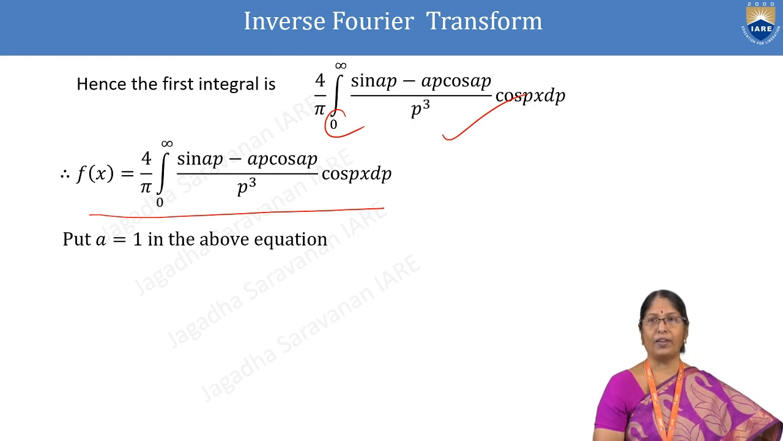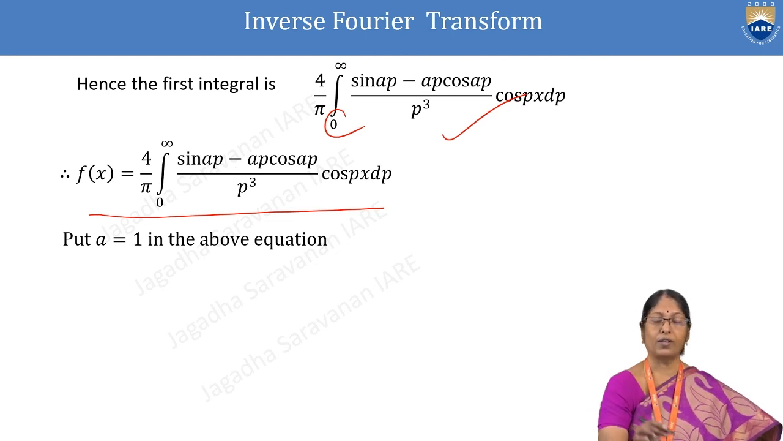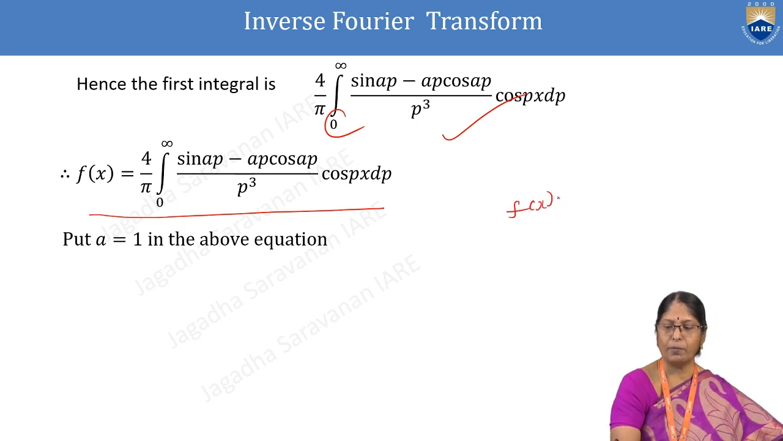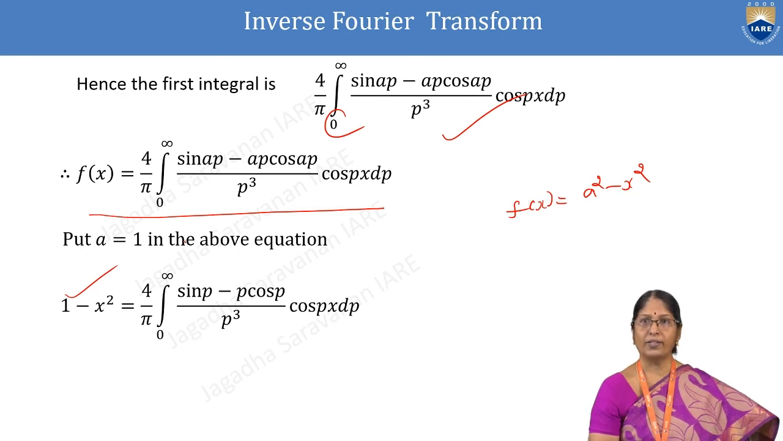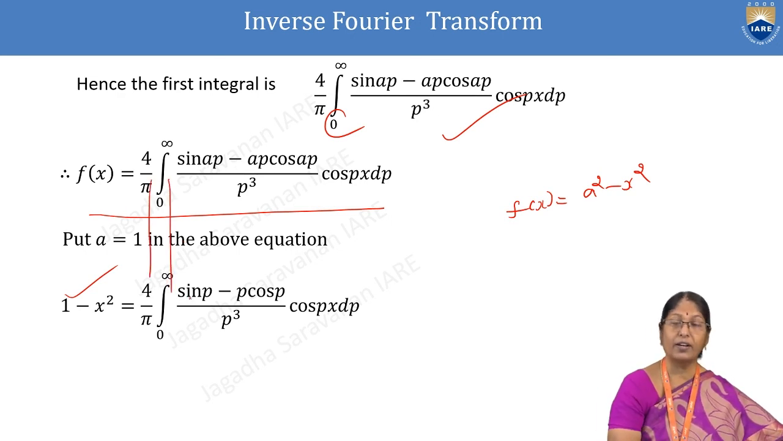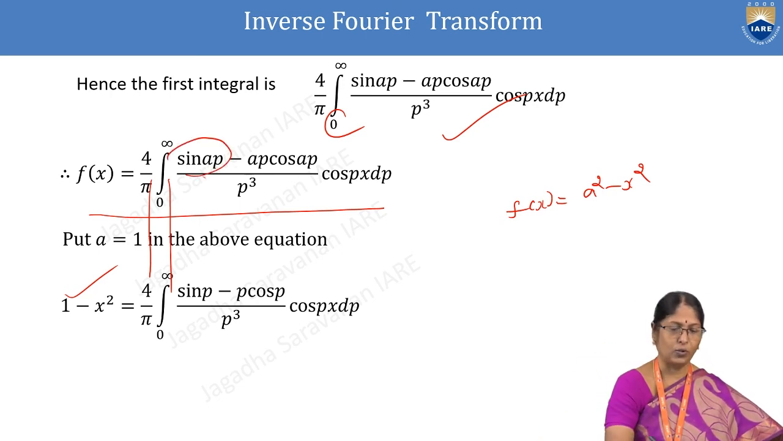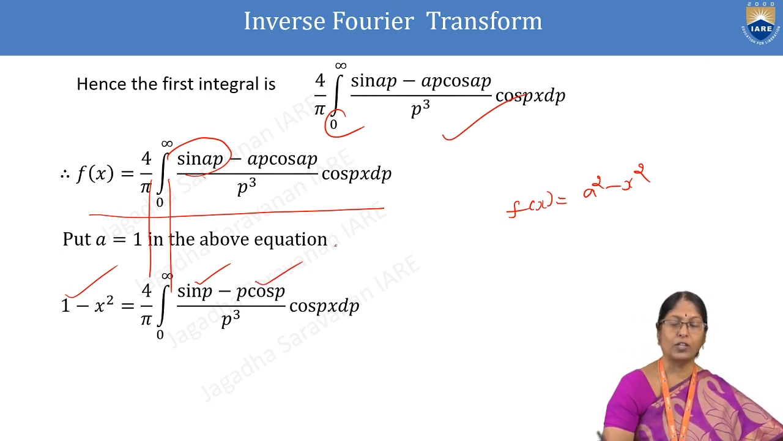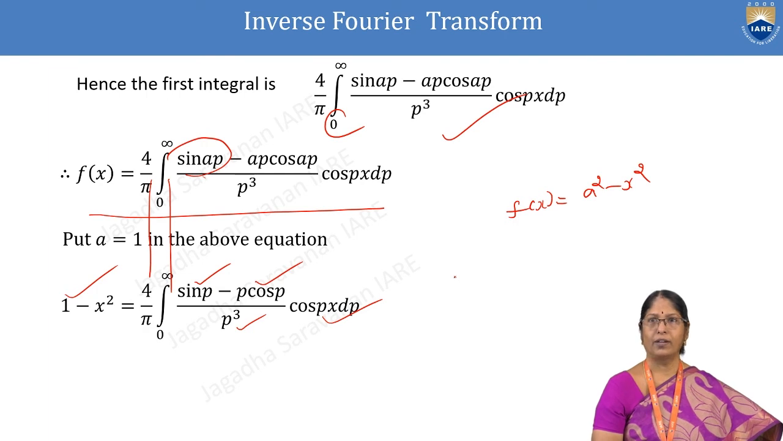Now we have to satisfy this. They gave some solutions to bring the answer pi by 4. Towards that we are now targeting a equal to 1. We know our f of x is nothing but a square minus x square. So in the a place we are putting 1, it has become 1 minus x square. This as it is, everything written. Sin AP, in the a place we substituted 1, so sin P minus P cos P divided by P cube cos Px dx.